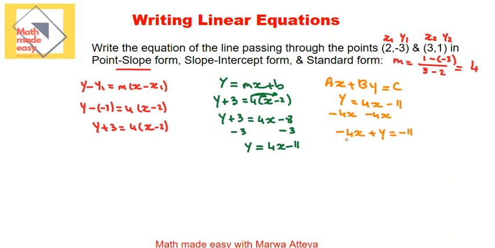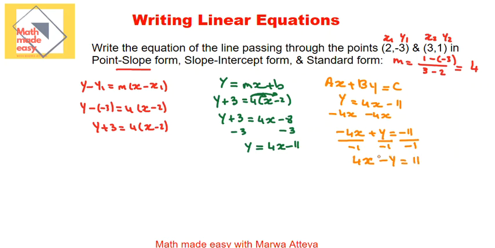Now, usually, let's say you're solving an SAT question and you don't find that answer in the choices. Usually they tend to have the coefficient of x be positive. So just divide all terms of the equation by negative 1. You will end up with 4x minus y equals 11.